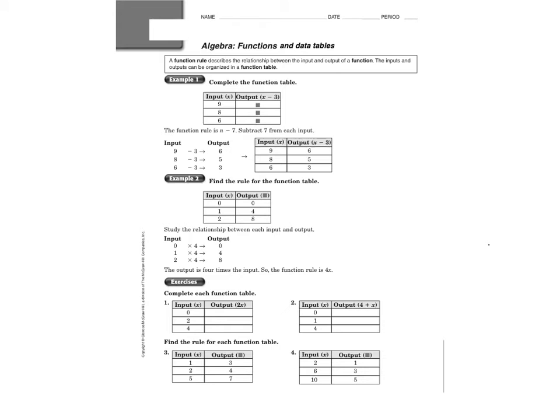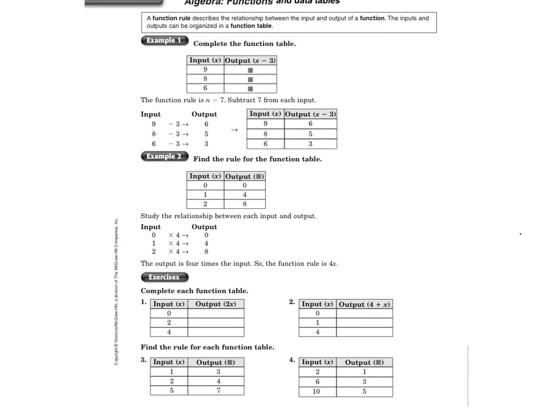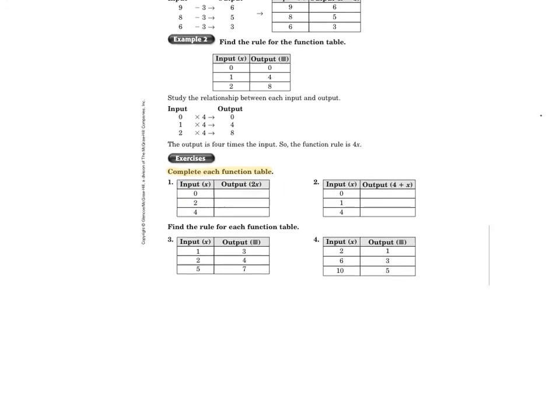So now let's take a look at your homework. If you take a look here, this is our input and our output table. The top part here is just showing you your examples to find the rule for the function table. So you're going to start down here of completing each of the function tables.